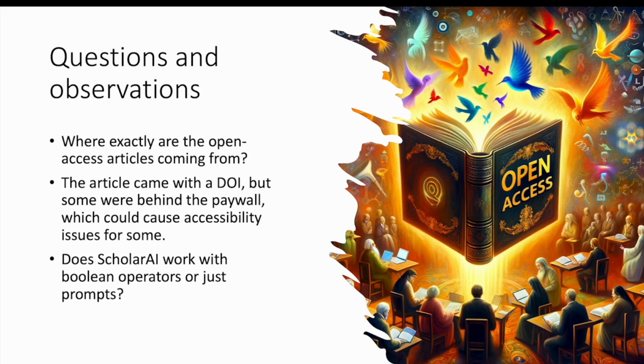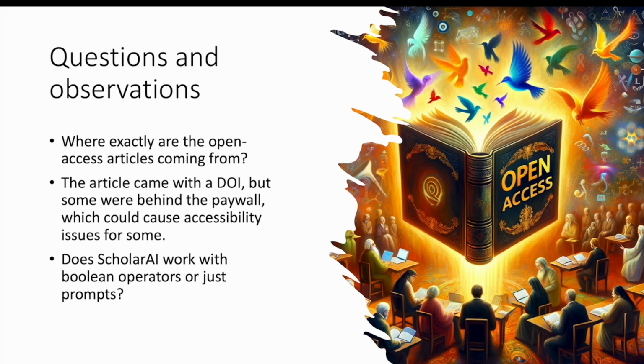The second thing is, the articles came with a DOI, but some were behind a paywall, which could cause accessibility issues for some. Not many people are associated with academic libraries or public libraries, so this is kind of important to understand, where are they retrieving this information? So it kind of goes back to question 1 again. Where exactly are they retrieving this information, and how can we make this accessible for all?